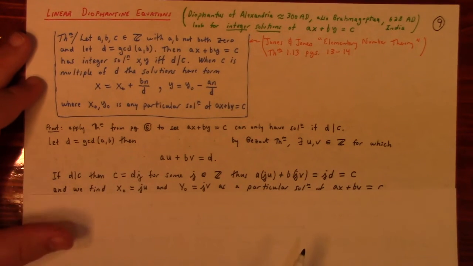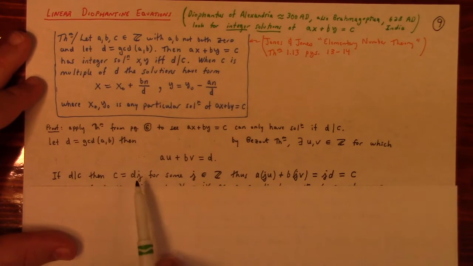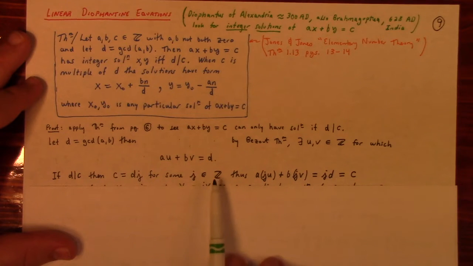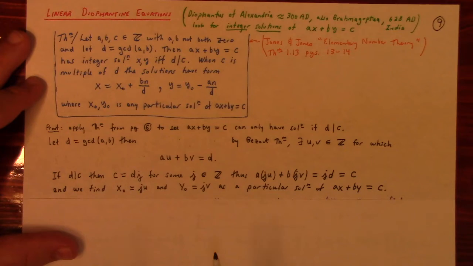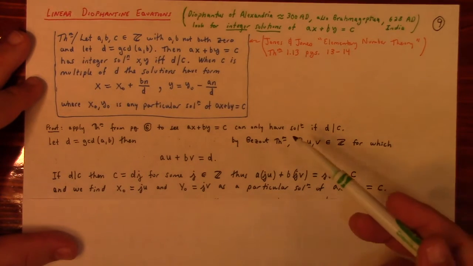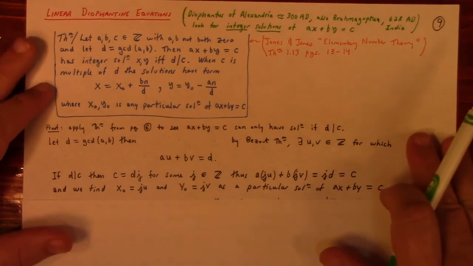And then what? Well, if d divides c, then c is equal to dj for some j, right? And so we can multiply this equation by j to get aju plus bjv equals jd equals c, and voila, we've found a particular solution. By the way, this is the same way we'll do it in examples.